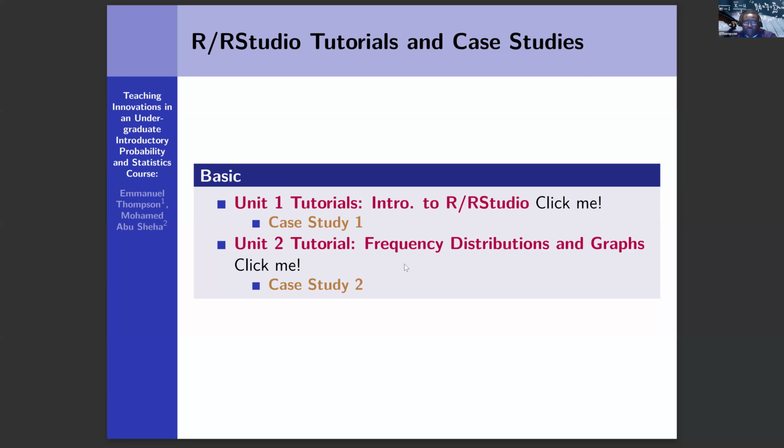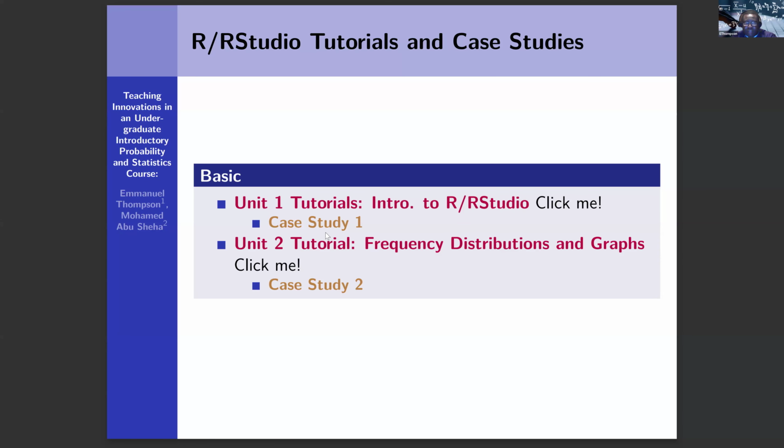So we use the tool of R to show them how to visualize data. Once they are done with unit 1 and unit 2, they have case studies so that they can practice what they have learned based on the tutorial.